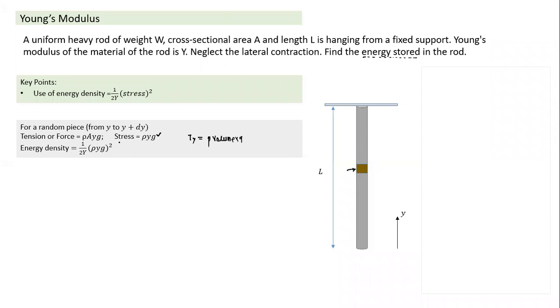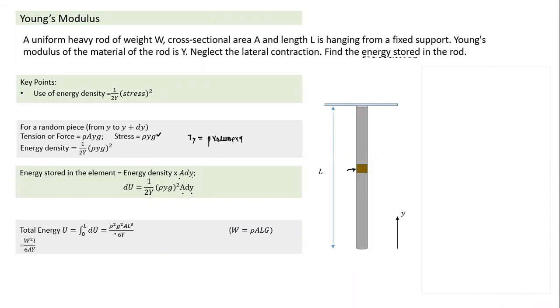So what is the energy density here? 1 by 2Y into stress square. That's the energy per unit volume. So what is energy stored in this element here? Energy density into volume of this piece. What is the volume of this piece? Cross-section area into length. So dU will be equal to energy density into volume, into dy becomes the volume here. And then I integrate here, I get the total energy. What we have done finally after integration, weight I have written is rho ALg. Wait, sorry, this is capital G here. So you get the total energy, and very easily you can get this expression.